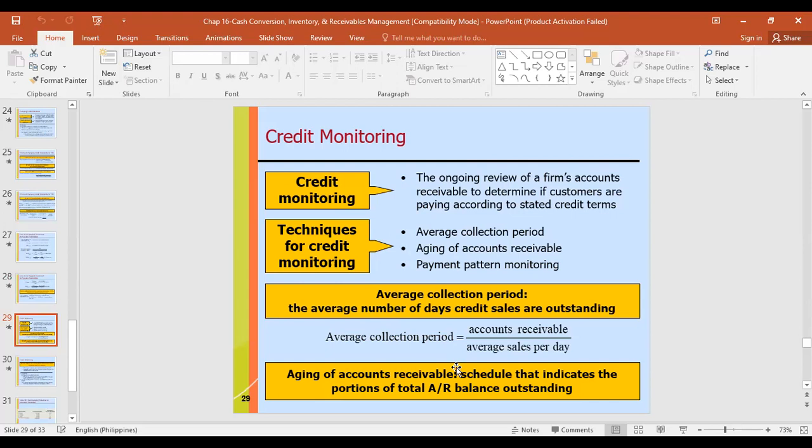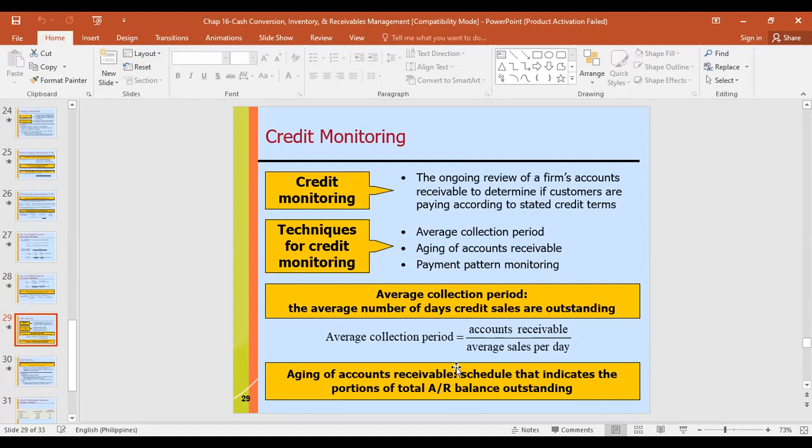Then for that, we can do the following: the ACP method, the aging of accounts receivable, in which the two have been mentioned, and payment pattern monitoring. So ACP normally is the average number of days credit sales are outstanding. So we've said that it is the period it takes for us to collect our respective credit sales. And then we can use this formula: accounts receivable over average sales per day, in which average sales per day is the credit sales divided by 365.